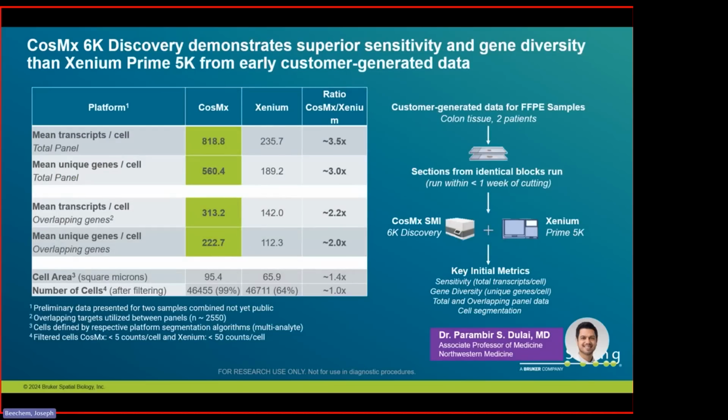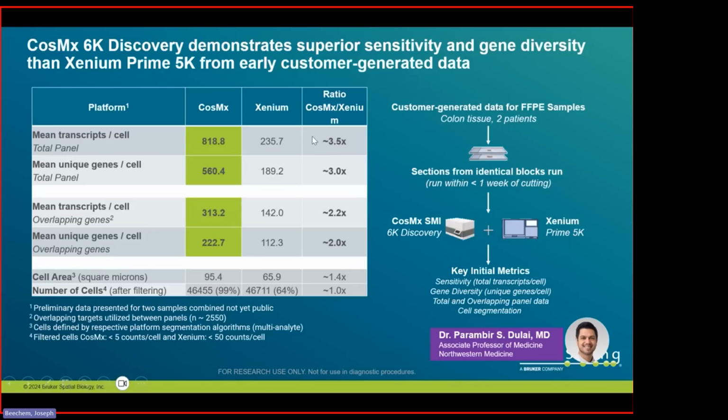And then let's look at what the transcript comparisons are. Again, this is Parambir Delay doing it exactly the way he did that very good comparison on 1,000 plex versus the Xenium. He's now got 6K and 5K data done exactly the same way. Tissues cut, shared in two places, and then what do you get? And here's where you get the sensitivity ratio of CosMx to Xenium. Now we're both at nearly the same plex, so this is pure sensitivity increase.